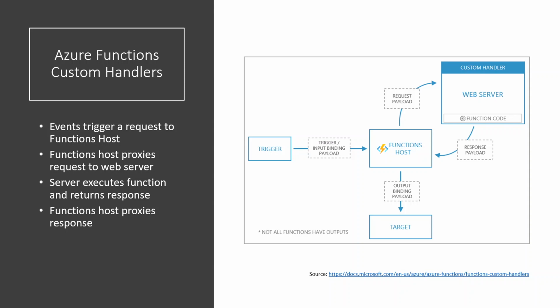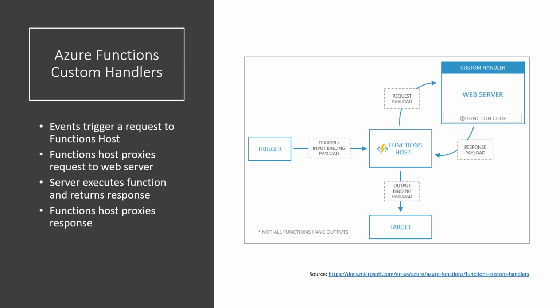Once the Azure Functions host has received the response payload, it then goes ahead and uses the bindings that you've defined for your outputs, and it returns those outputs to the application or wherever it is that you're trying to use that data downstream. Okay. Now you might say to yourself, okay, well, why would I want to do this?